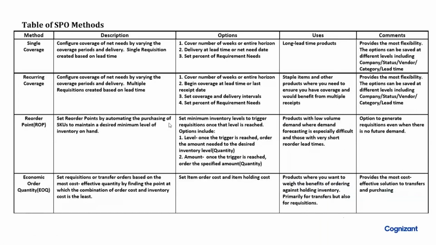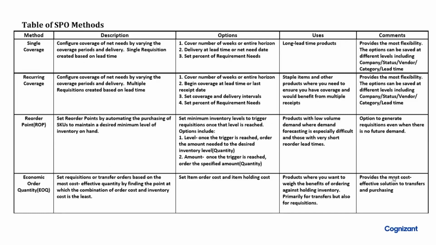So as we're waiting for everyone to submit their answers, there's just a quick table of our SPO methods. So there are 4 methods to choose from. And as we get into the session here, Janine's going to review these methods in detail, but just as a reminder, we have our single coverage method, our recurring coverage, and then also our reorder point and economic ordering quantity. So those are the 4 methods that you can set up within SPO.